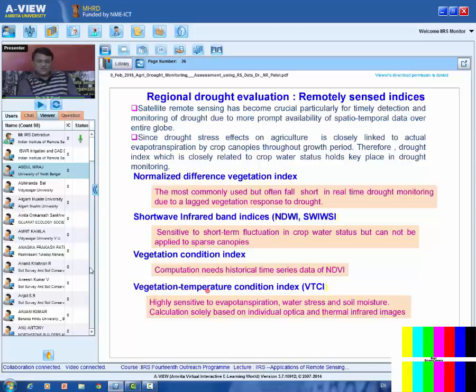Another index is also being developed, mainly based on integrating land surface temperature and the vegetation index. So you can say it is exploiting the NDVI and surface temperature trapezoid or space to derive an index which is closely related to evapotranspiration, water stress and soil moisture.